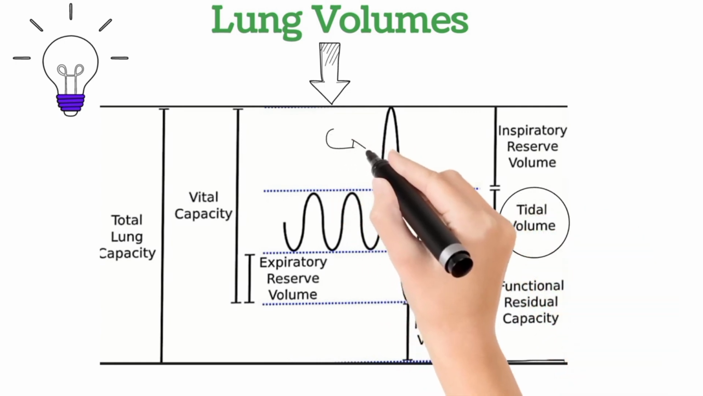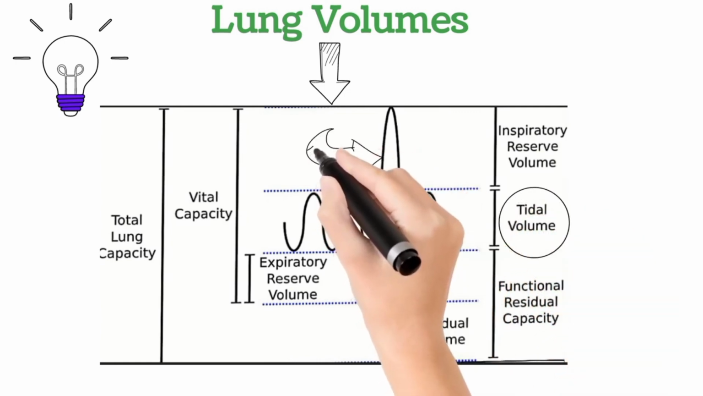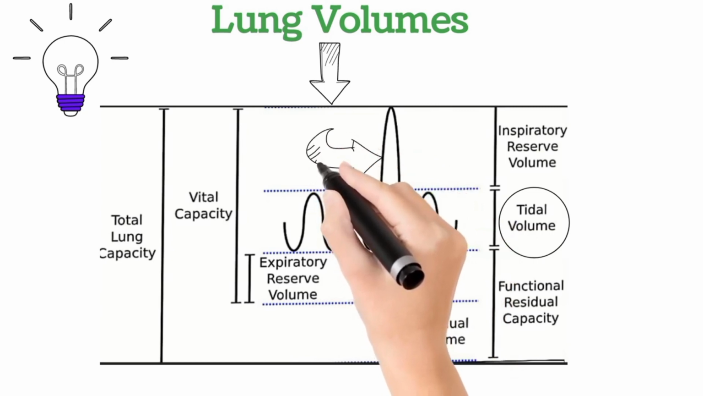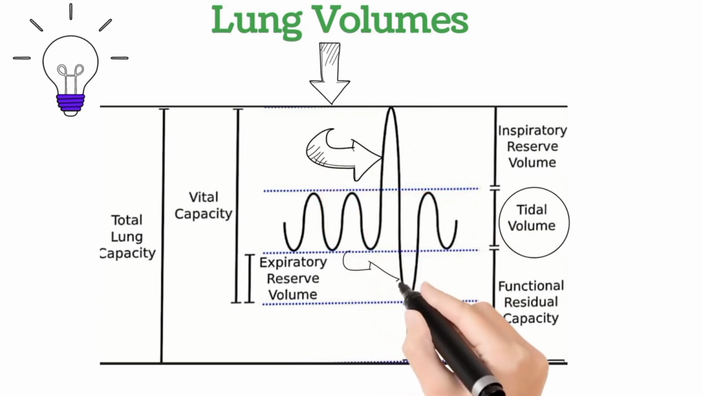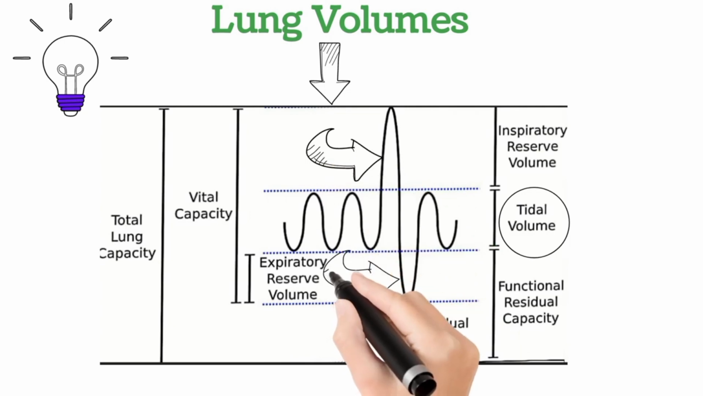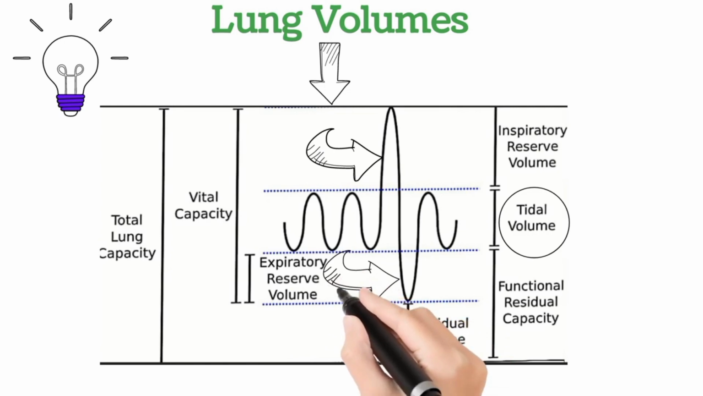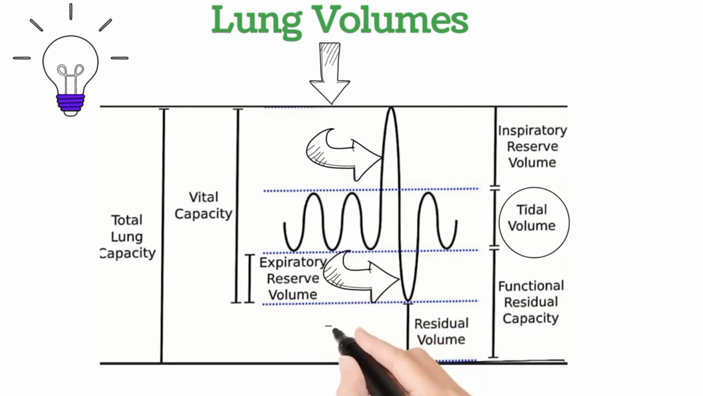The amount of air that can be inspired maximally on forceful inspiration above tidal volume is inspiratory reserve volume. The amount of air that can be exhaled maximally on forceful expiration below tidal volume is expiratory reserve volume. The amount of air remaining in lungs after maximal expiration is residual volume.